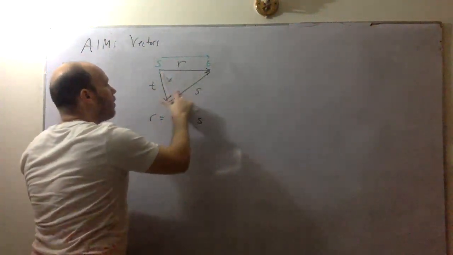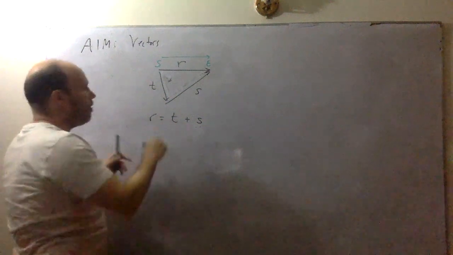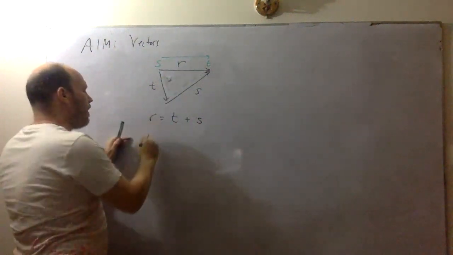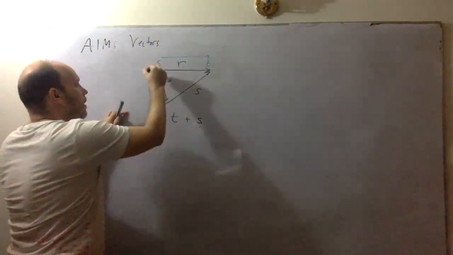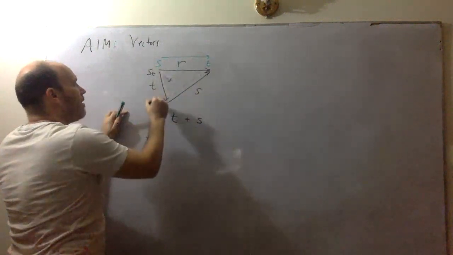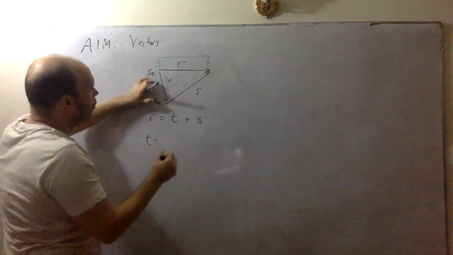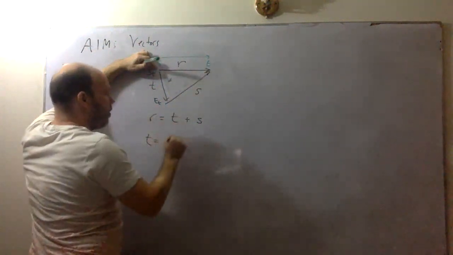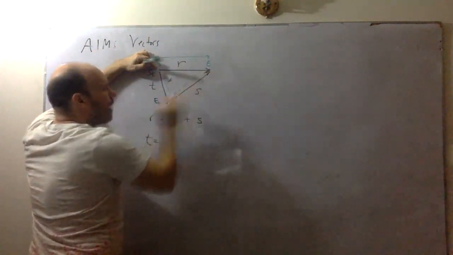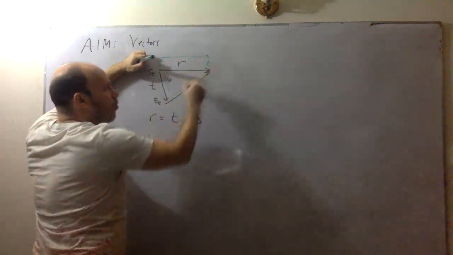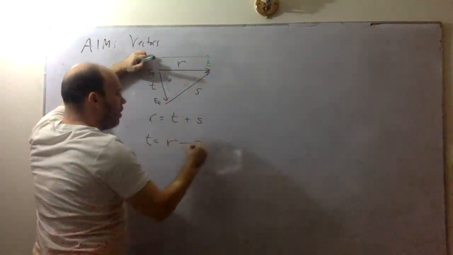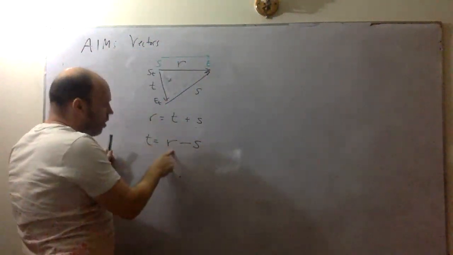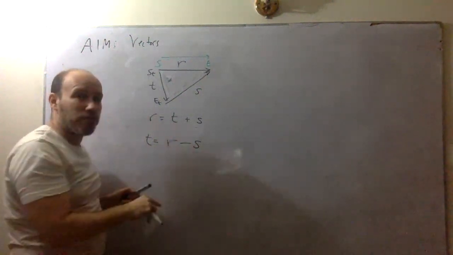How about we write the journey of T? What is T? Well, T starts here and ends here, right? So my first journey is to go along R, but then I have to go along S, but S goes up, so I go the reverse of S. And so T is R plus the opposite of S.